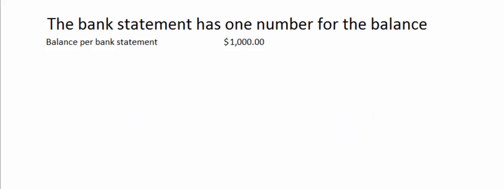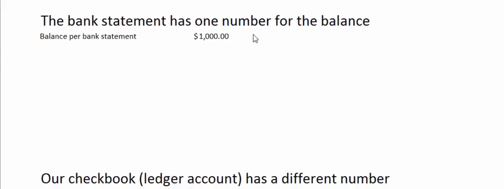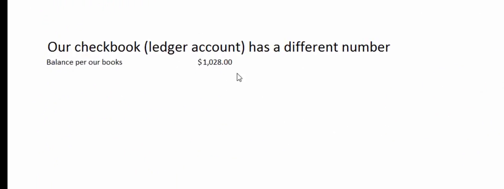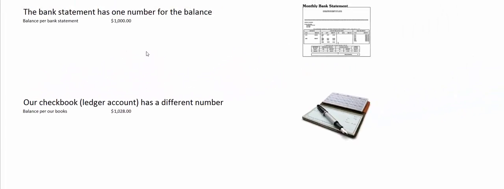So let's pretend it's the first week in May, and we're reconciling the bank account as of the end of April. We open up the bank statement either online or from a piece of paper, and the bank tells us we have $1,000 in our checking account. We thought we had $1,028. We have to reconcile those numbers. So let's tell the bank statement what it doesn't know.